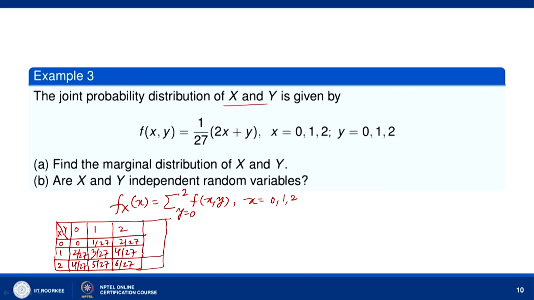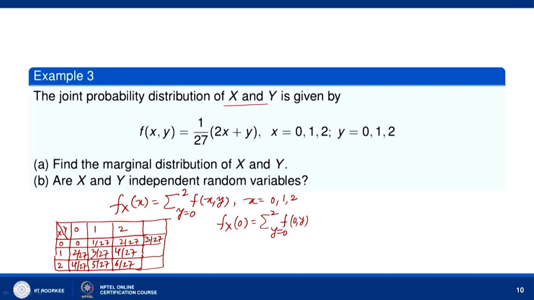Let us make the total row wise. When you consider the row-wise total, you are summing over y equal to 0, 1, 2, and x remains fixed. Suppose x is 0. So, f_X(0) will be the sum over y equal to 0 to 2 of f(0,y). That means f(0,0) plus f(0,1) plus f(0,2). So, this is 3 by 27.